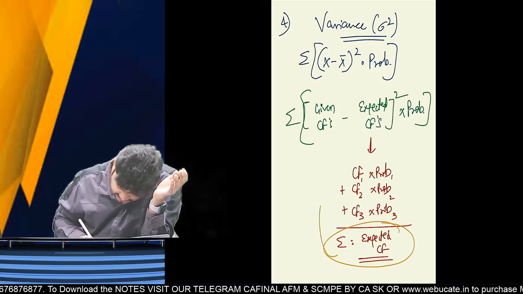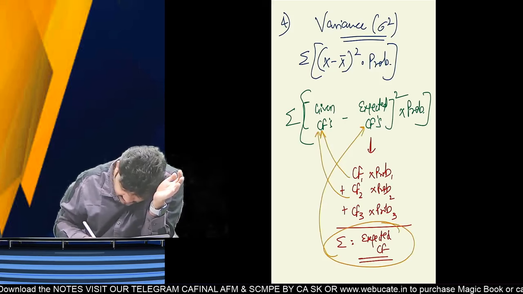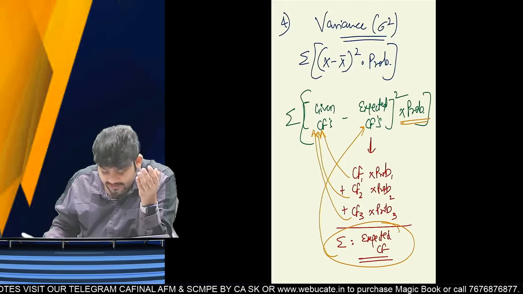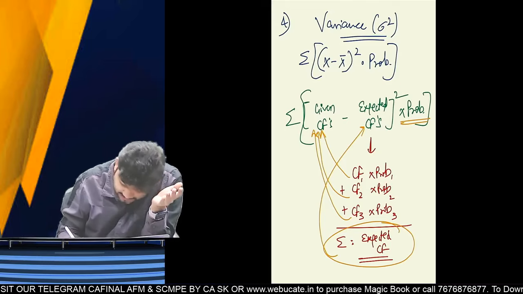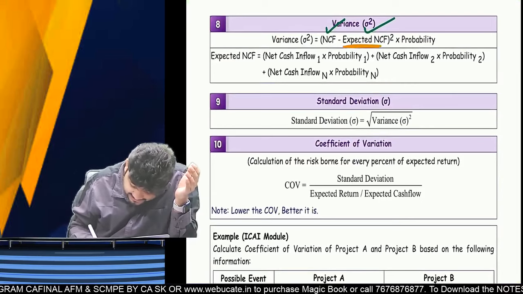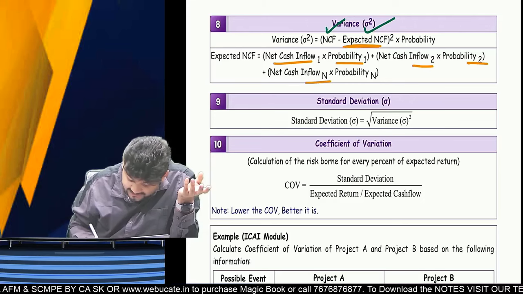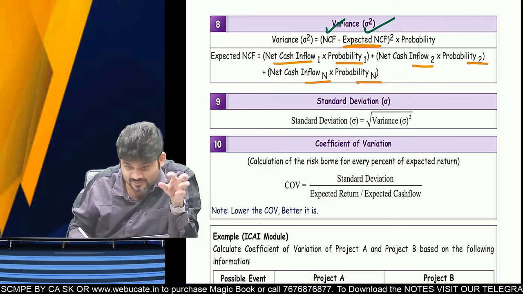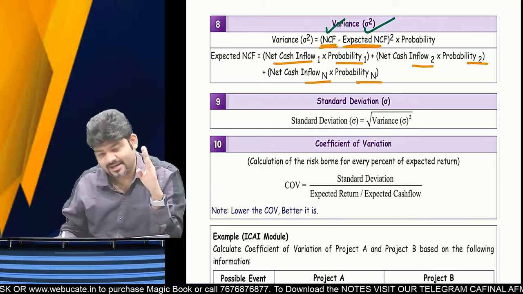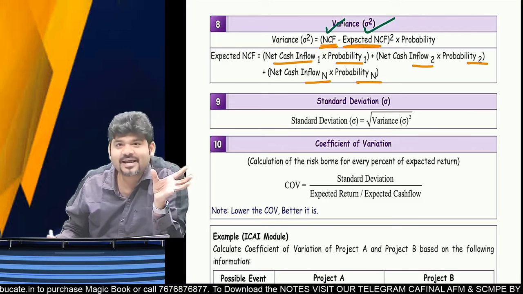So for the expected cash flows, the cash flows are already given. Take each deviation, square the whole thing, and multiply by the probabilities, and then we will get the final answer. What is the expected net cash flow? Cash flow 1 into probability 1 plus cash flow 2 into probability 2, up to cash flow n into probability n, gives us the expected cash flow. Then NCF minus expected cash flow, squared, into probability, and we will get the answer.